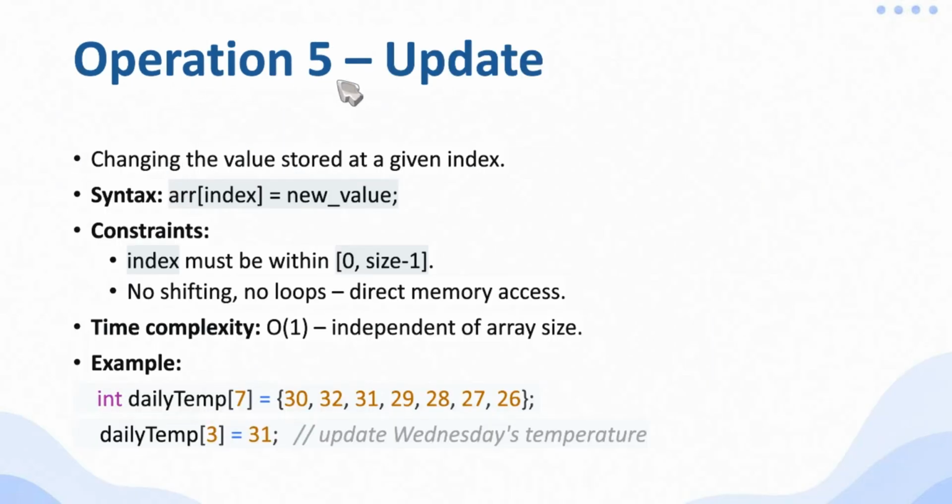Let's look at the update operation. Update is the simplest operation. You change the value at a given index. The syntax is array[index] = new value. The index must be between 0 and size minus 1 of the array, otherwise it will give errors. We don't need shifting, no loops needed.